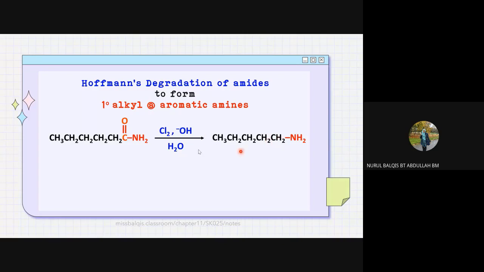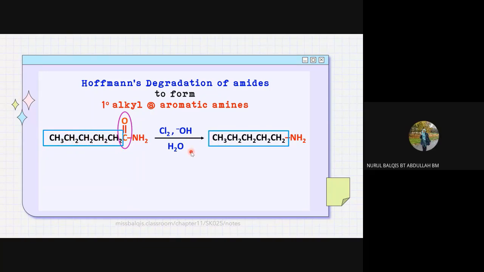So apa yang berlaku dekat antara dua compound ni? Apa perbezaan yang awak nampak? Apa yang tak ada dekat produk? C double bond O. Yes, the C double bond O now has been removed from the compound to only form amine with 5 carbons. Okay, nampak? Kita remove the whole thing, C double bond O. Kalau macam reduction tadi, kita buang double bond O sahaja, carbon remain. Tapi sekarang kita akan remove the whole thing, carbon together with the O. So, towards the end, kita hanya akan keep the one in blue box.